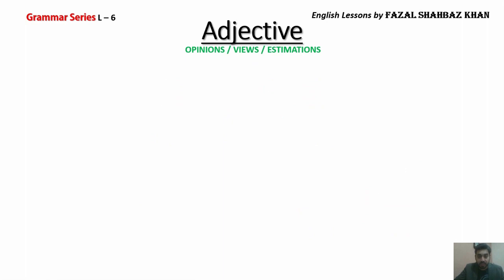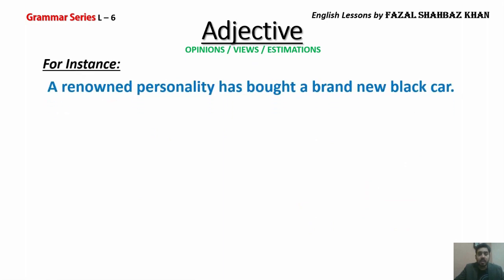So let's follow another example. A renowned personality has bought a brand new black car. Now let me break it into word classes first and foremost. Let us start from nouns. I have personality, which is an abstract noun. Again, you need to view that lecture on nouns and their types. That's an abstract noun taken from the concrete noun person.